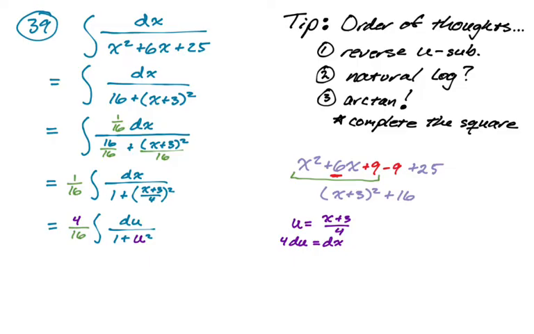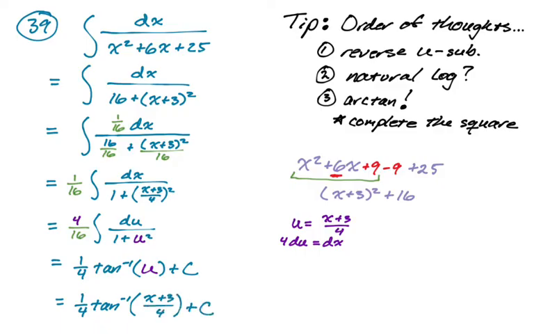So this is 1/4, because 4 over 16. And then 1 over 1 plus u squared is arctan. Like the integral of 1 over 1 plus u squared is arctan of u all the time. So here we're getting arctan of u, and then plus c. And then we just substitute back in. So we get 1 over 4, arctan of x plus 3 over 4, and then plus c.